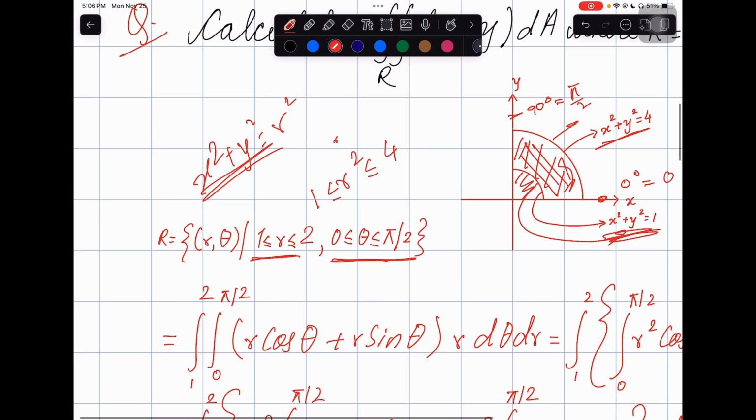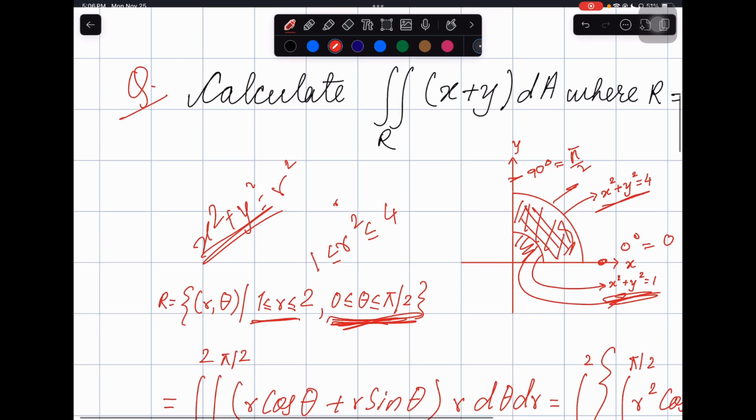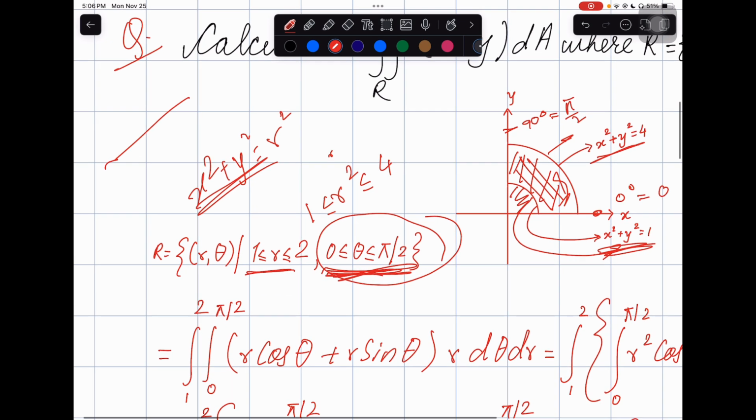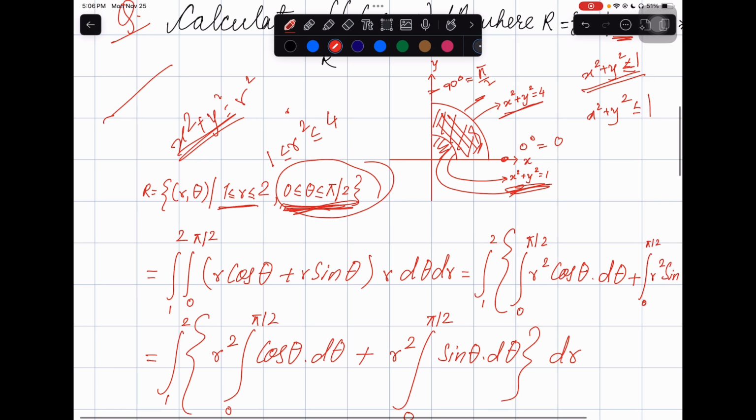That's the reason why theta, the angle, is greater than or equal to 0 and less than or equal to pi over 2. So now we've defined our domain, right? Now we've defined our domain.